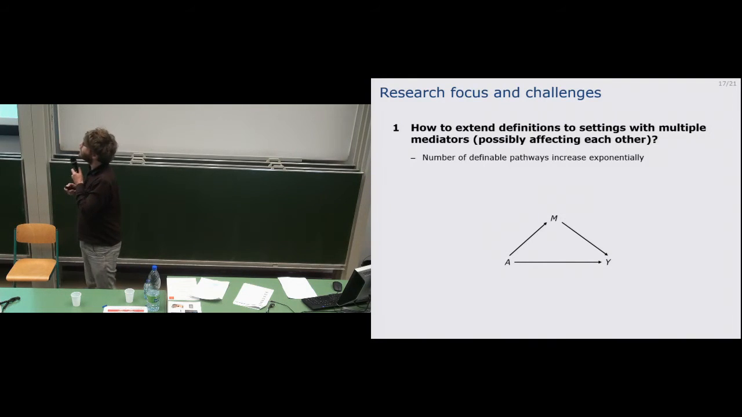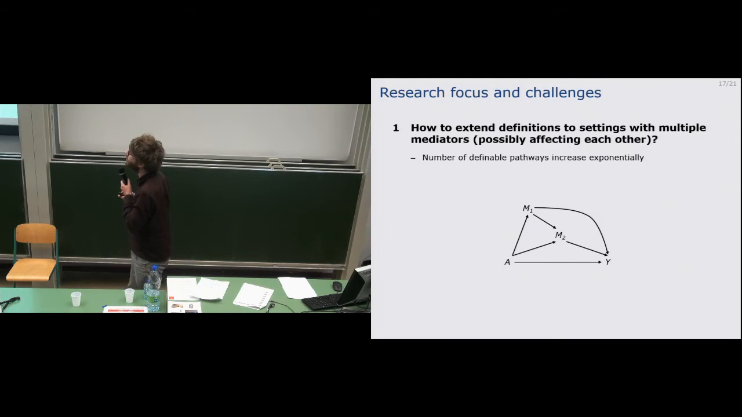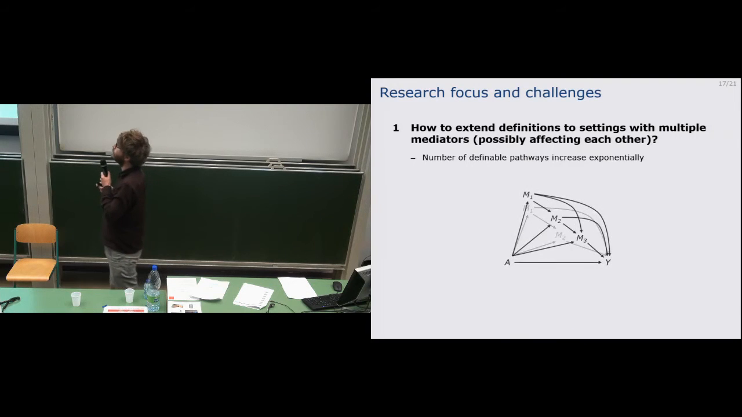A first complication that we face is that our framework conceptualizes changing the exposure on some pathway but not on others. So as the number of mediators increases, the number of ways in which we can change the exposure on some pathway and not others increases exponentially. To overcome such a curse of dimensionality problem, we develop statistical methods that are specifically tailored towards mediation analysis.